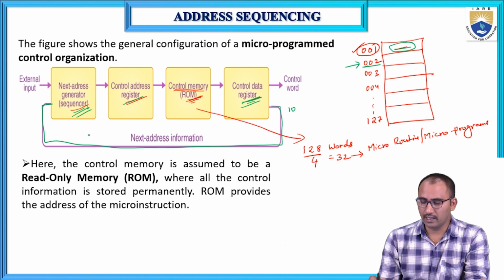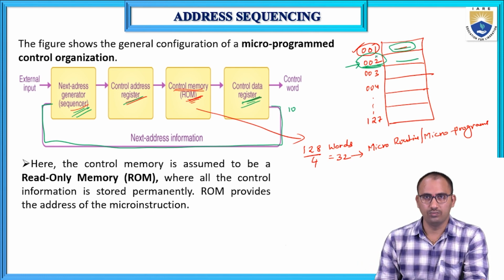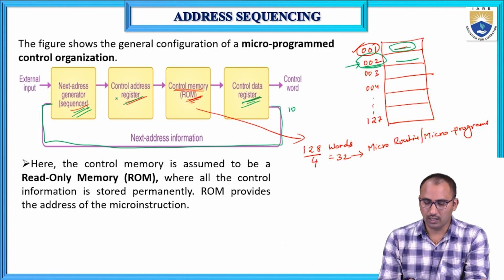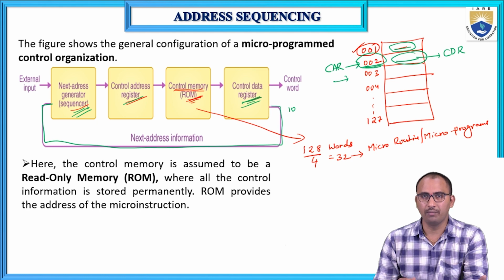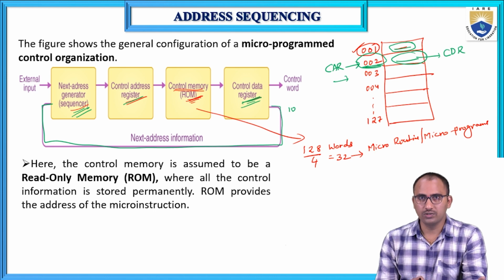Again, whenever it is incremented, we get 002. That means the CPU is executing the micro instruction at address 002. So now this 002 will be stored in the control address register, that is CAR. The corresponding instruction will be stored in the control data register. In this way, two operations are going on at a time: executing the current instruction, and simultaneously generating the address of the next micro instruction. This is the process of generating the address of the next micro instruction.